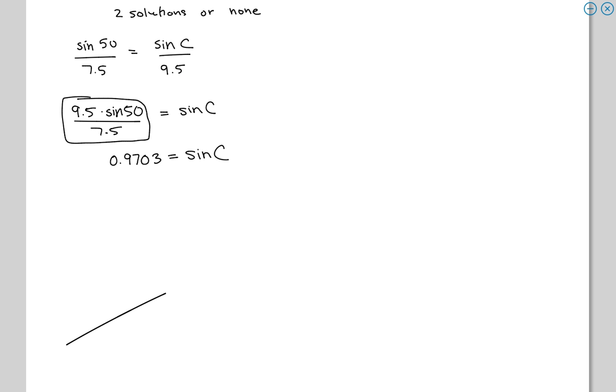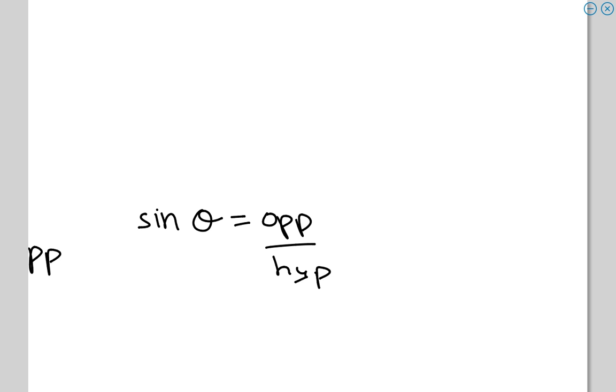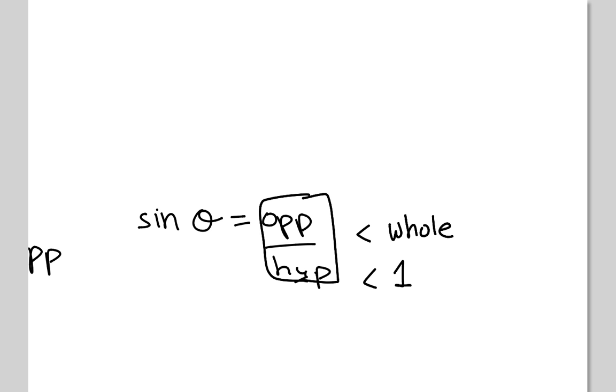Now just a word on the ratio for sine in general. Do you guys remember what the formula for sine is in general? Opposite divided by hypotenuse, right? So sine of any angle is the opposite side divided by the hypotenuse. And in a right-angled triangle, is the hypotenuse always longer than the opposite? So what can you say about this fraction? It's always less than 1. Do you agree with that?